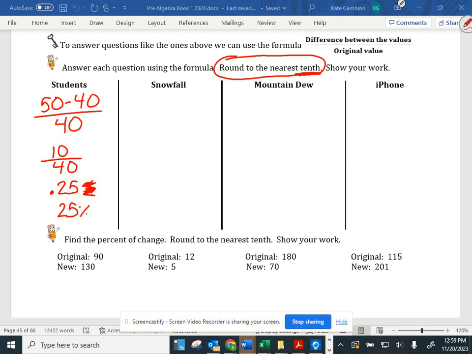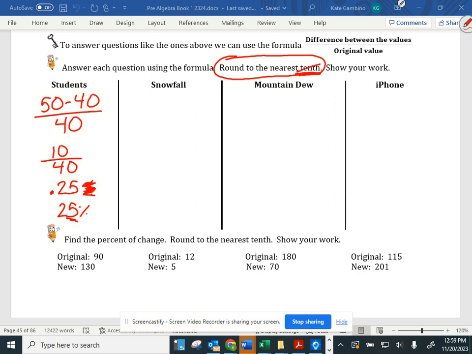So, if we had 0.25, why? This is the question I had from Mr. Schultz. The directions said round to the nearest tenth, but we're doing percents, and percents go out to the hundredth. So here's what I would like you to do.